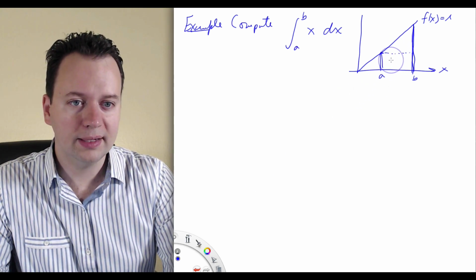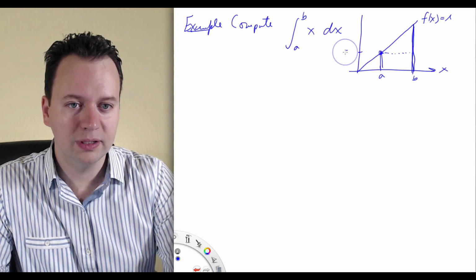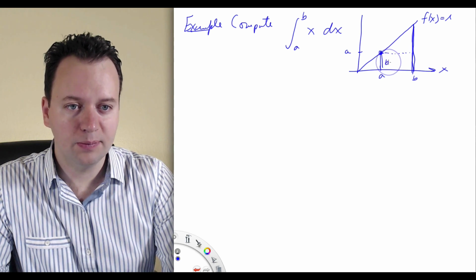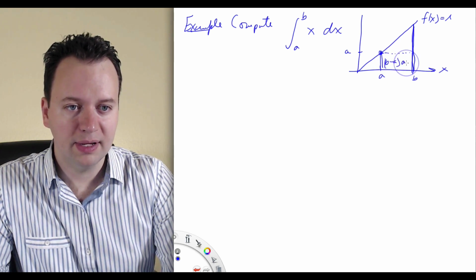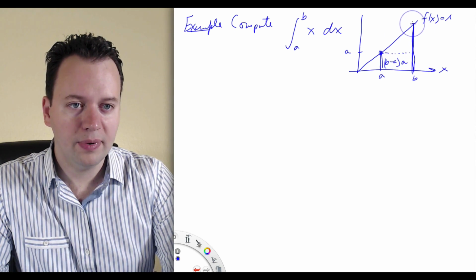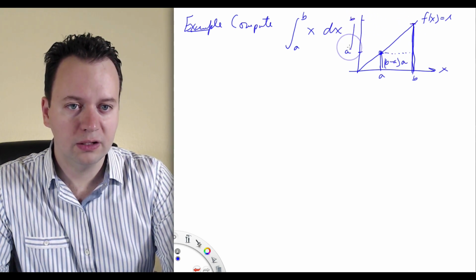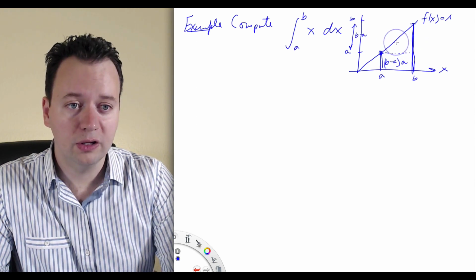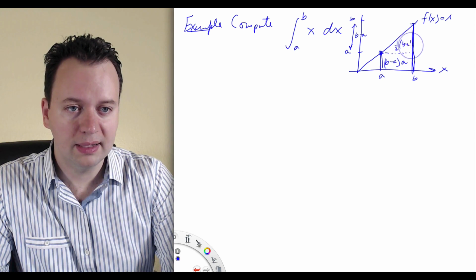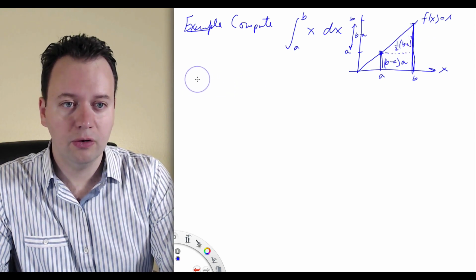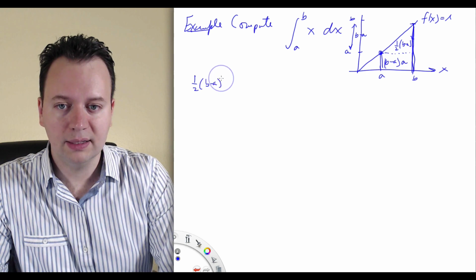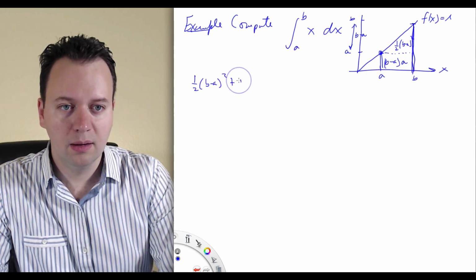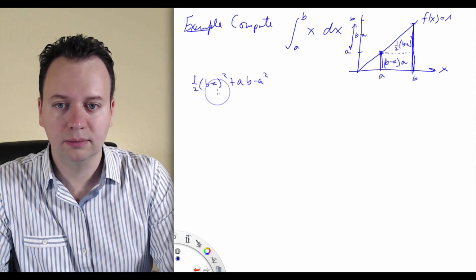So the area of the rectangle is just going to be the height here, which is a, times the width, which is b minus a. So this is b minus a times a. Now, the height up here is b, so this vertical distance is b minus a. So the area of the triangle is going to be 1/2 (b minus a) squared. So if we add the two together, we get 1/2 (b minus a) squared plus a times (b minus a), which gives plus ab minus a squared.